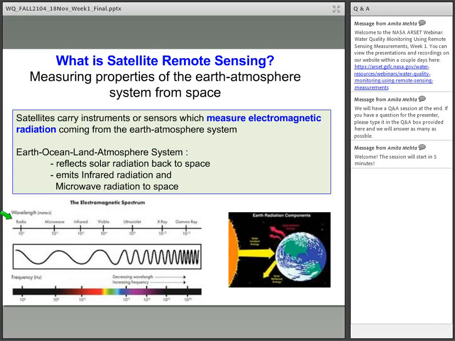Any object with temperature emits electromagnetic radiation. And so this is the whole spectrum. Depending on what the temperature of the object is, radiation is emitted. So the Earth atmosphere system emits radiation in the infrared and microwave region, and it reflects incoming sunlight in the visible and near infrared region. So this is the part of the electromagnetic spectrum used for satellite remote sensing. Most measurements done by satellite sensors are in this region.